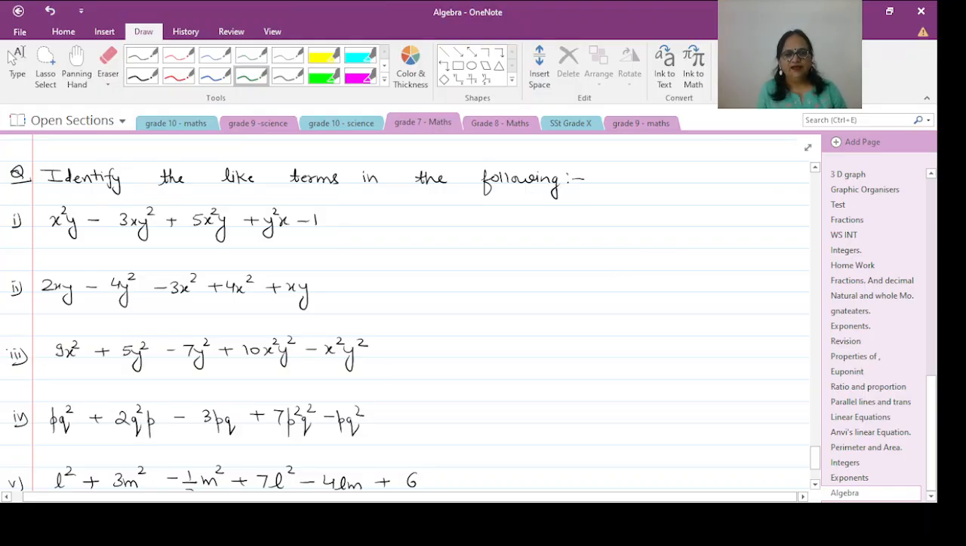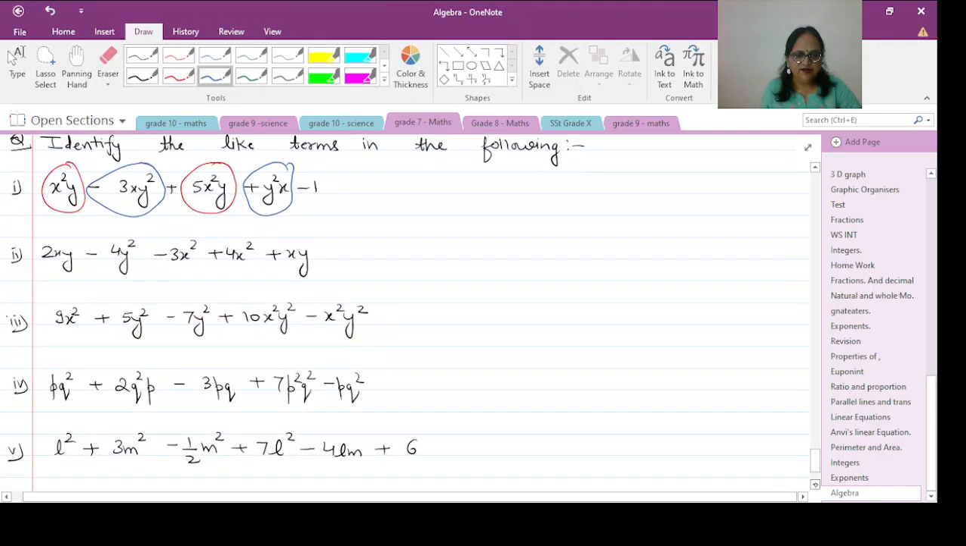You have to identify the like terms in the following: x square y, minus 3xy square, 5x square y. Let's identify the like terms. x square y and 5x square y. Can you see the variable part is same? So they are like. On the other hand, minus 3xy square and xy square, these two are like terms. Fine. You can pause the video and identify the like terms in the remaining.